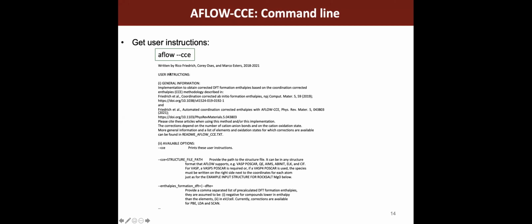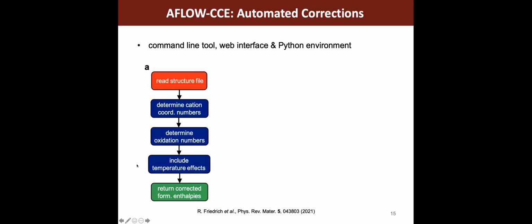When you just use AFLOW --CCE, it's a very short command, this will give you a dump to the screen, essentially a README file with instructions on how this method works, a little bit of the background of the method, and what you can do with the method. What are your options? We will go through this, because the implementation features a command line tool, a web interface, and a Python environment. We'll mostly focus on the command line tool, but I'll also look into the web interface and just mention the Python environment. So the workflow is sketched briefly here.